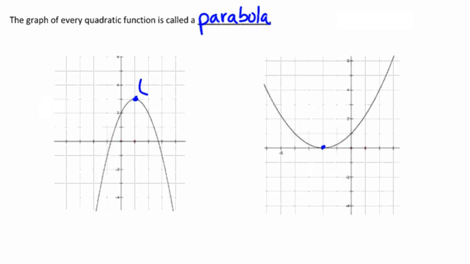So our x value is 1 and our y is 1, 2, 3. So our vertex is at (1, 3). In the second graph, our vertex is at x equals negative 2, and 0 for y.